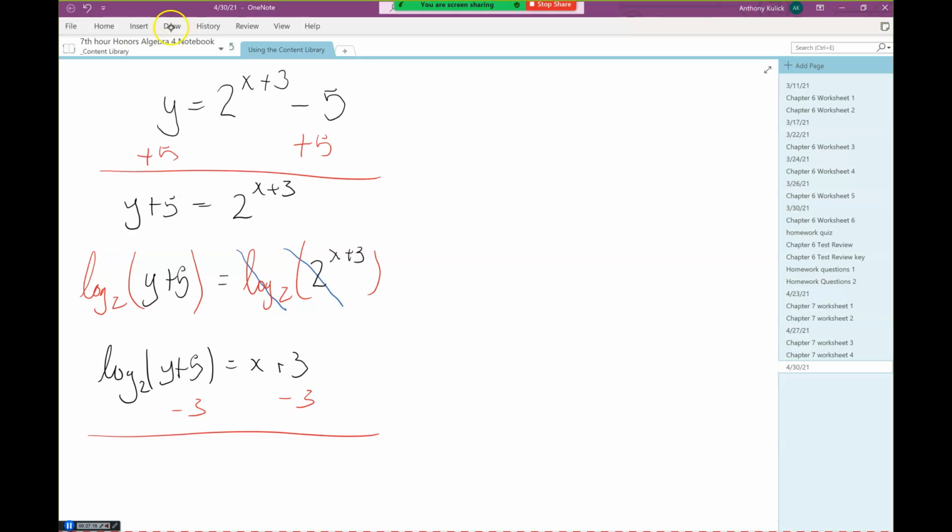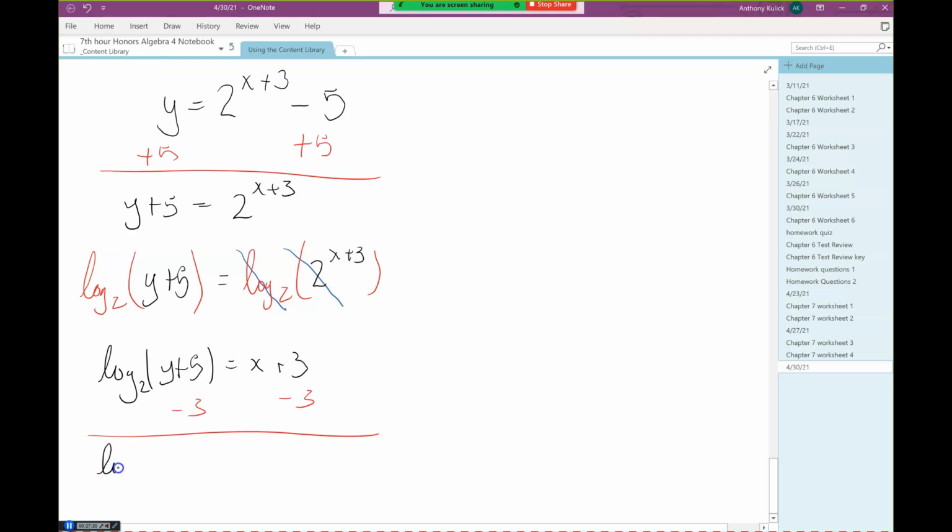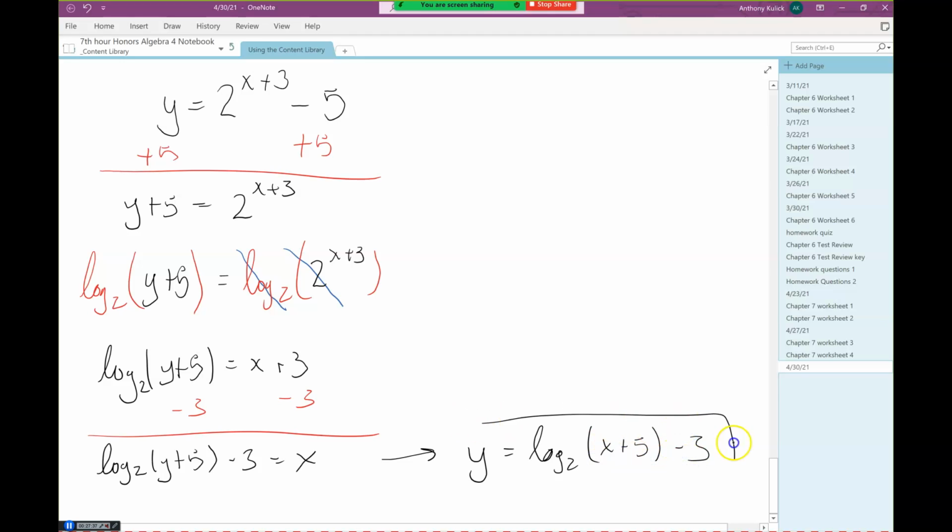So where's that minus 3 going to go? On that side? Yeah, just tacked on to the end. Exactly right. And then when we swap our variables, there's my inverse.